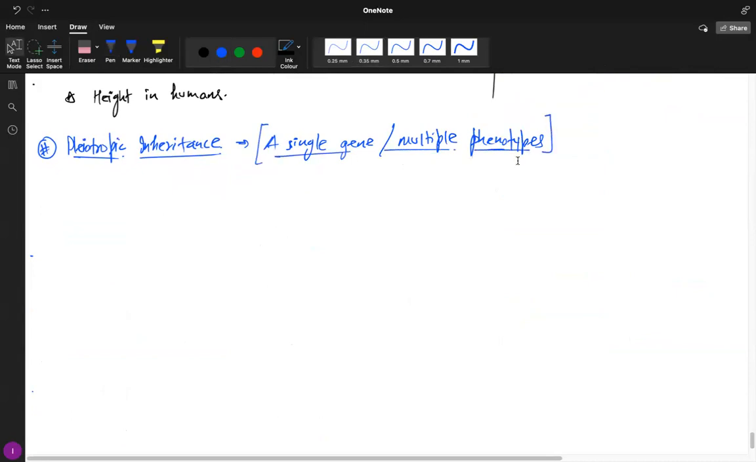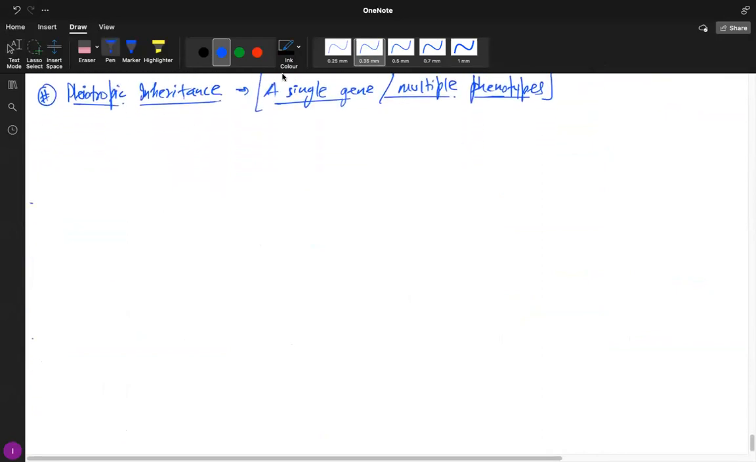There are normal examples of this, but one very famous example that your NCERT also cites, let's first go for that, is a disease condition called phenylketonuria.